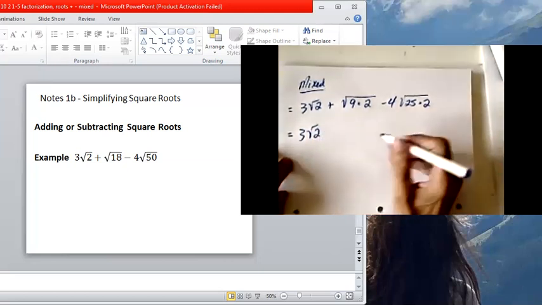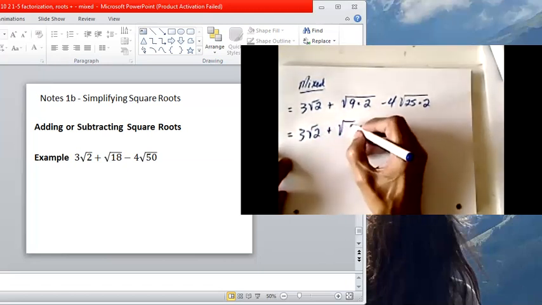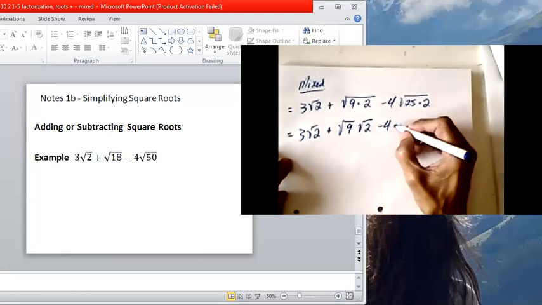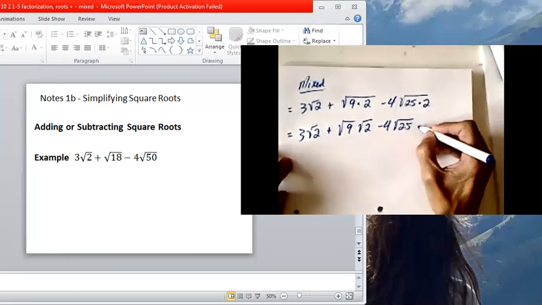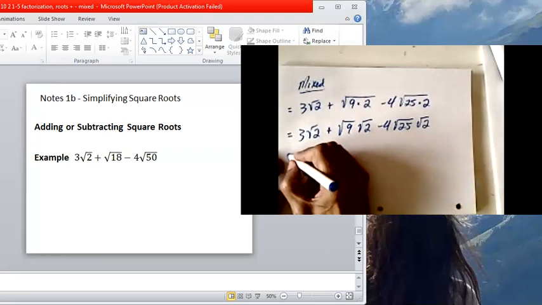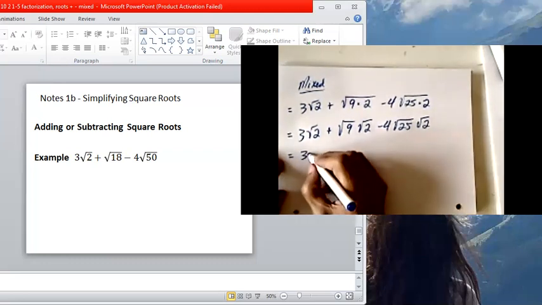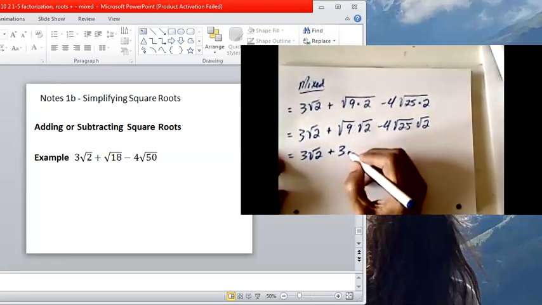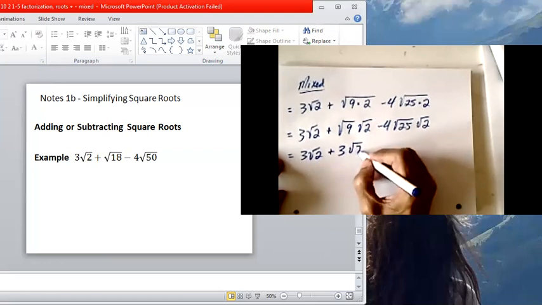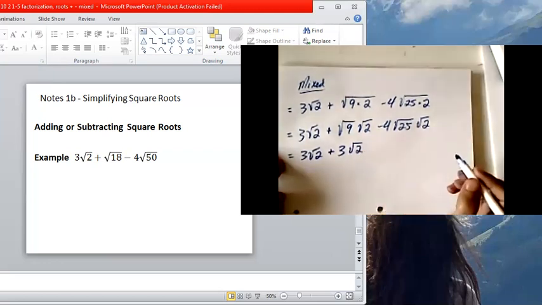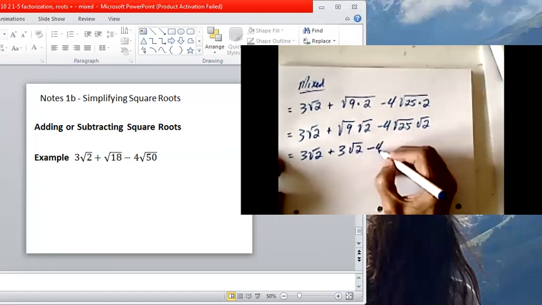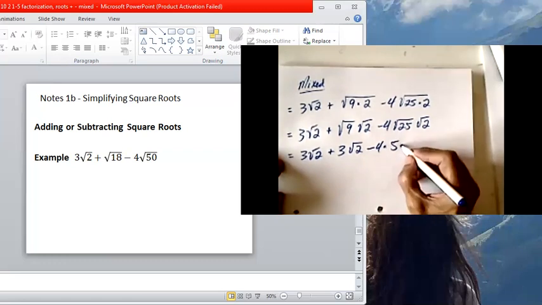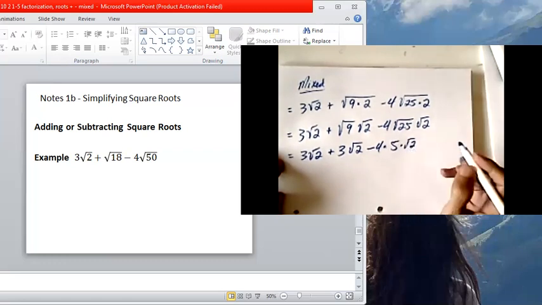So nothing happening with 3 root 2. And after a while, once you get good at this, you can possibly skip this step here. But for now, just write it in. So you have the 3 root 2. Now, what's the square root of 9? 3. What's the square root of 2? Oh, I mean, just square root of 2. That stays. Here, be careful with the multiplying and all that. We got a 4. What's the square root of 25? That's a 5, and it's times root 2 there.